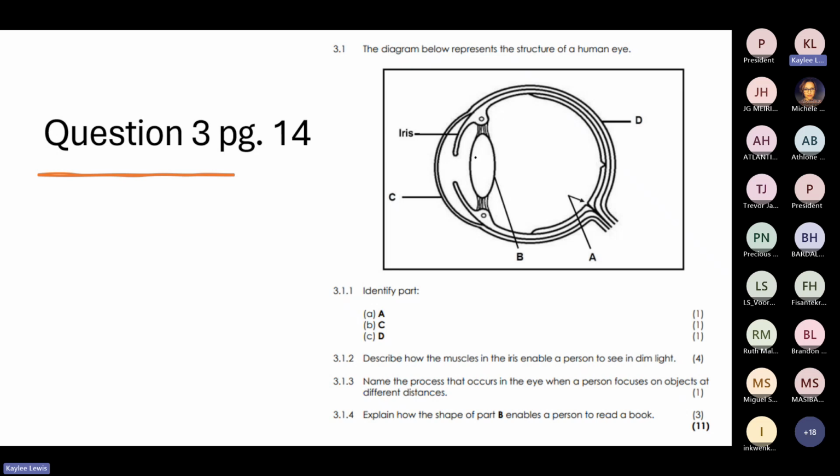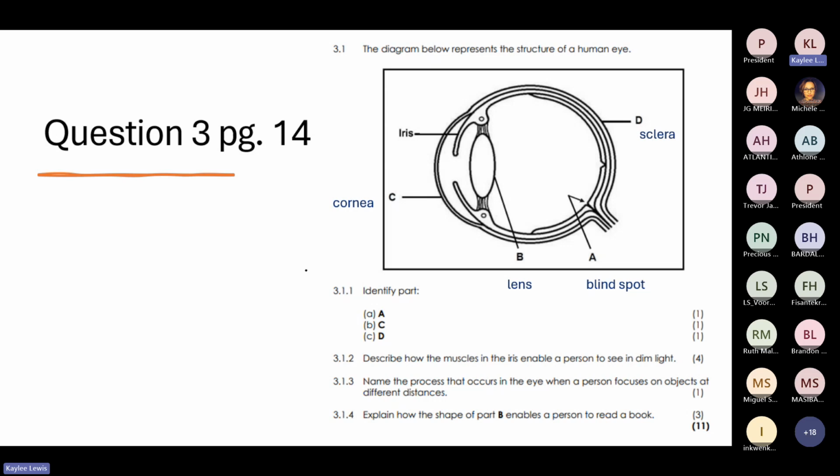B is pointing to this structure over here, so it would be your lens. C is the front part of your eye and it's curved, so it's convex, so that would be your cornea. And D would be the back part of your eye, and you can see it's the outermost layer, which is the sclera. So there, just before I even look at questions, I quickly pop down what those labels are. And remember, your back part of the eye consists of 3 layers. You've got your sclera, your choroid, and then your retina.